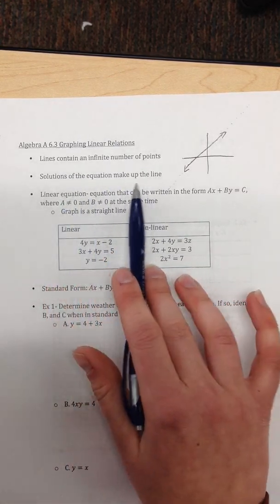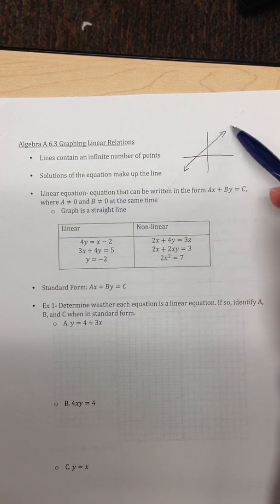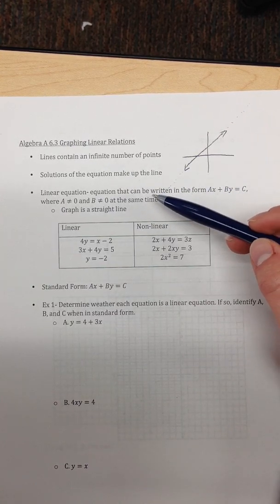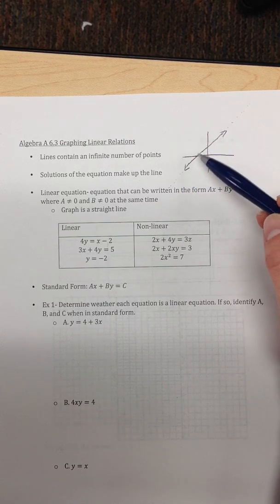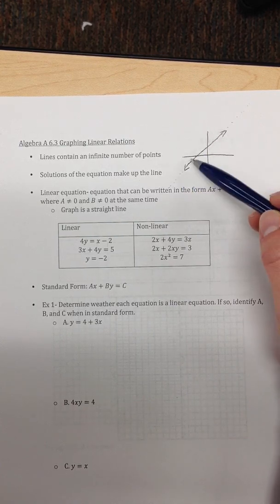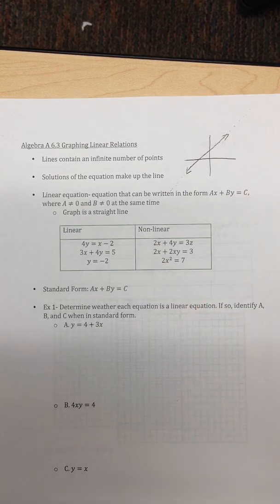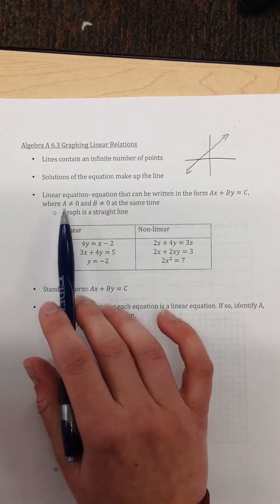So the solutions of your equation are all of those points that are on the line. Again, you're just going to come up with some of them instead of all of them, because it's impossible to come up with all of them. Then you draw those arrows in to show that there is an infinite number going in both directions. Okay, so next thing here is linear equations.